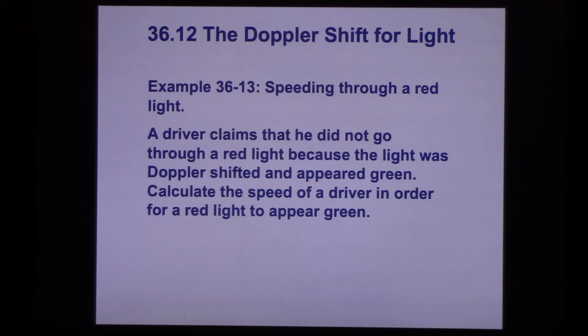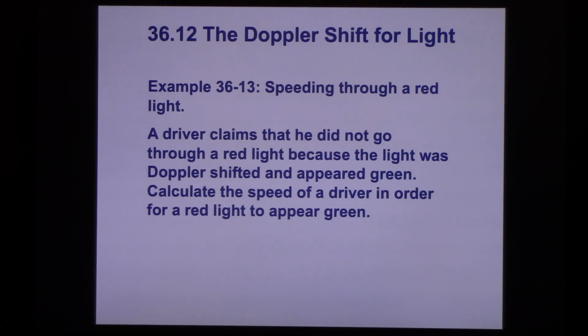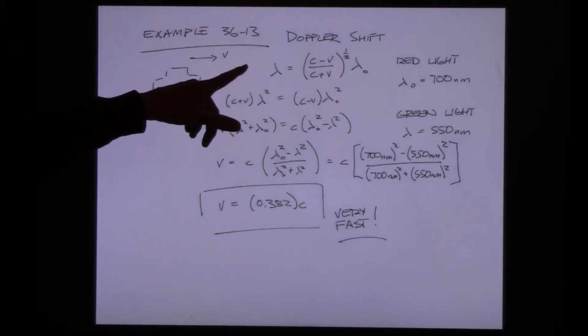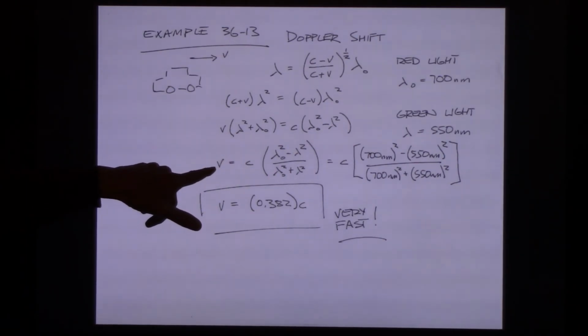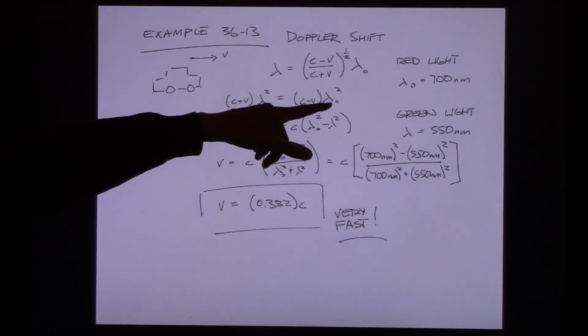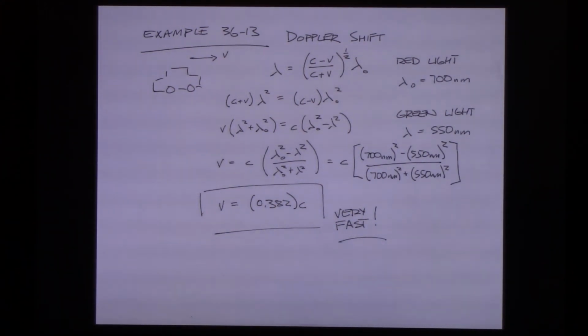And then the driver suggests to the officer that because it was a green light, they shouldn't be held responsible for going through the red light. But the officer had taken Physics 4C and did a quick calculation, and using the Doppler shift formula, the officer was able to solve that for V, and write that in terms of the wavelength, a typical wavelength for a red traffic light or a green traffic light, and plug in the wavelengths for those lights, and find out that the driver was speeding at 0.382 times C.